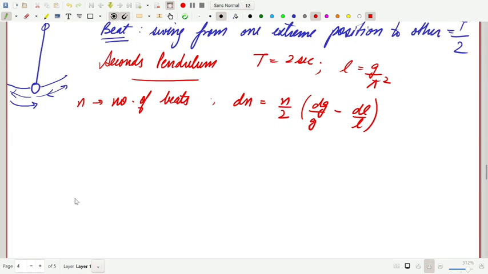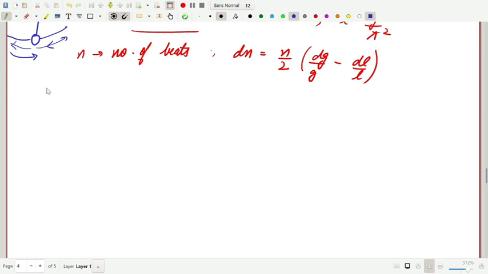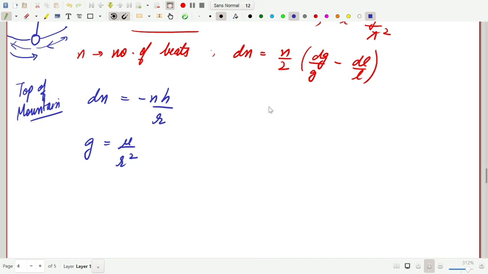Now, at top of a mountain, if we take seconds pendulum, then for height h, dN would be minus N h over R, and g is equal to mu over r square. Depth means basically under beneath the earth's surface. g is equal to mu r, and dN is equal to minus N d, where d is the depth of a mine, over 2R.